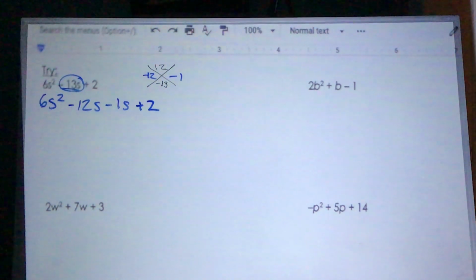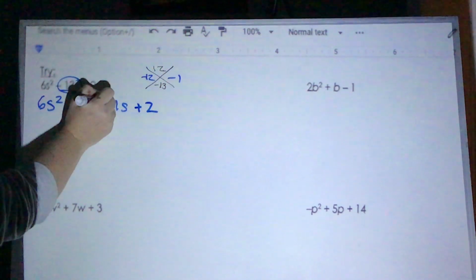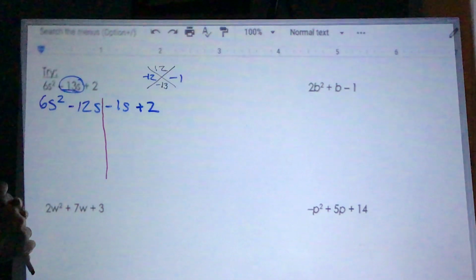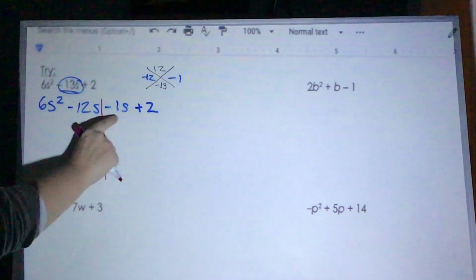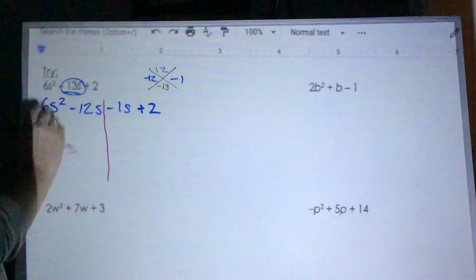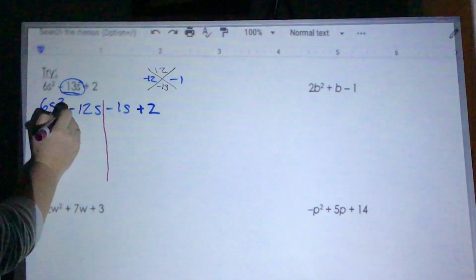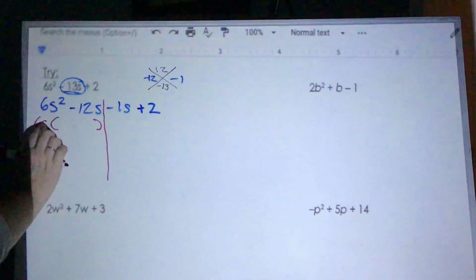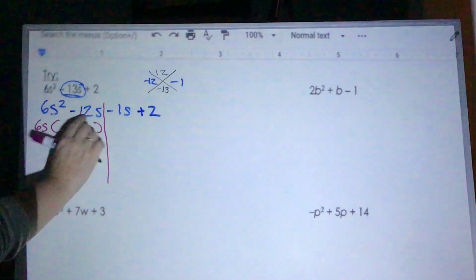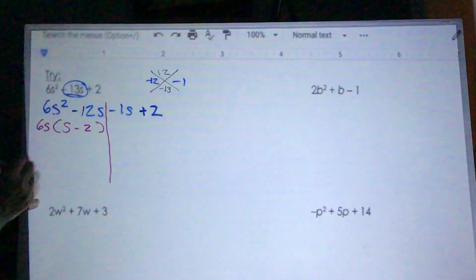Some of you might think this method is crazy, but what you can do from this point is split it down the middle, which is why it's sometimes called the split method. And on each side, we're going to take out a GCF. The GCF on this side will be 6s. I'm going to write my parentheses to say what I would have to multiply 6s by to get back to the original, and I would have to multiply it by s minus 2.